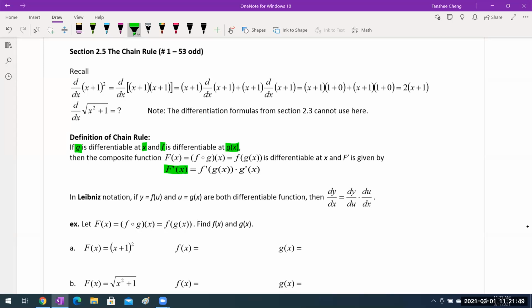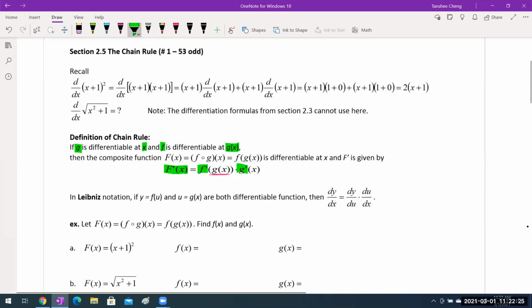First, you take the derivative of the outside function, with the input of the inside function, times the derivative of the inside function. What you need to be careful with, the common mistake that I see, is that students take the derivative of the outside function but forget to put the entire inside function back into it. So that's something you need to be careful with.